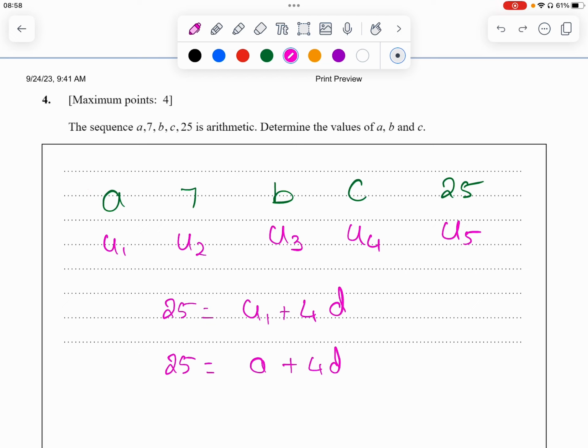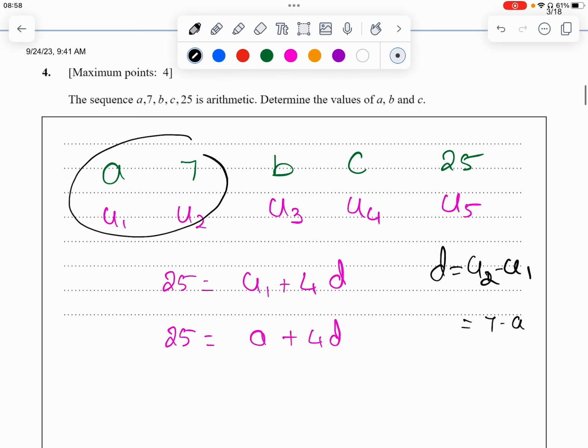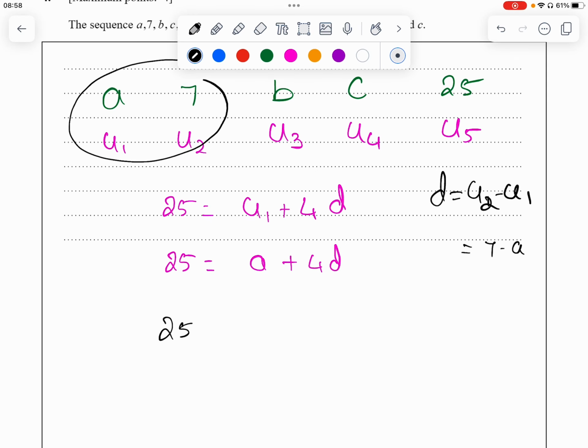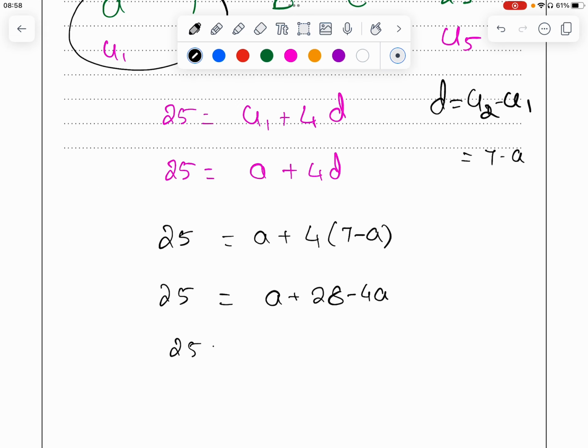Another way we can do it: the difference between these two is the common difference. So D equals U2 minus U1, which is 7 minus A. So I can plug it in over here. So 25 equals A plus 4 times D. D is 7 minus A. So 25 equals A plus 28 minus 4A. So 25 equals 28 minus 3A. So 3A equals 3. So A equals 1.